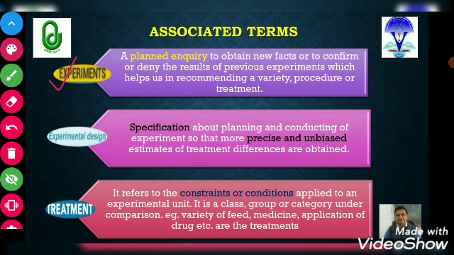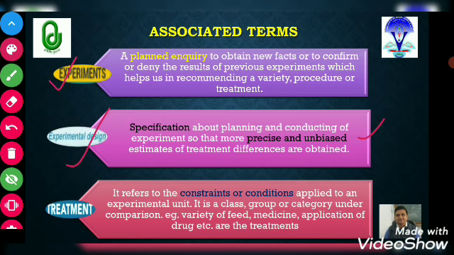Now the second one is experimental design. So what is experimental design? It is a specification about planning and conducting experiments so that more precise and unbiased estimates of treatment differences are obtained. Suppose you are having 3 treatments or 4 treatments or a number of treatments. Say you have a group of laboratory animals and now you want to test 3 or 4 feeds that you have developed, F1, F2, F3, F4. Now you want to tell which feed is better.